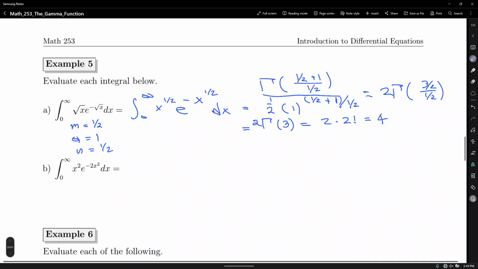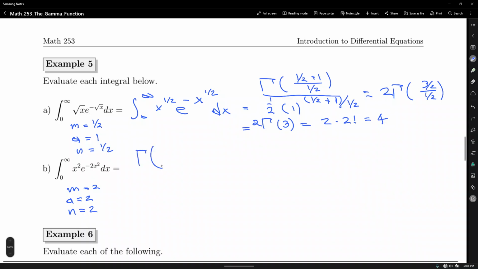All right, one more integral. Okay, one more integral, and we move on to calculating other multiples of gamma of a half. Okay, so for the integral of x squared e to the negative 2x squared, what do we have? m equals 2, a equals 2, n equals 2. All 2's here, all right? All 2's.